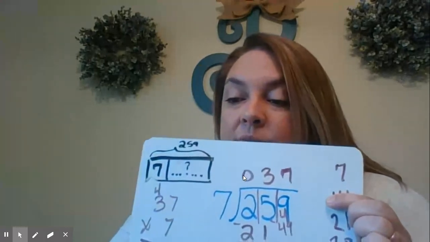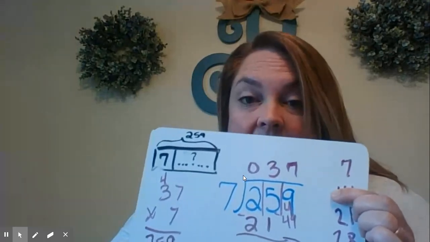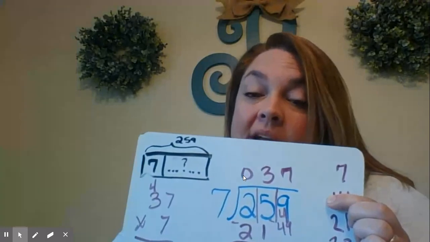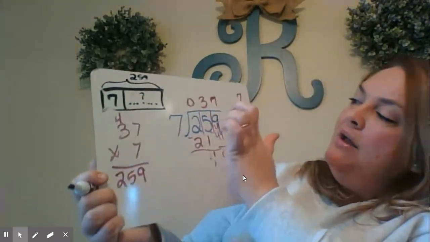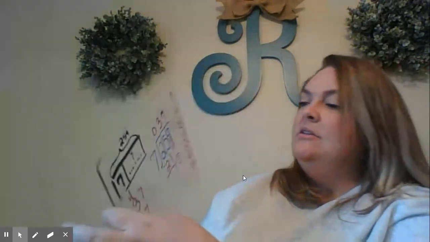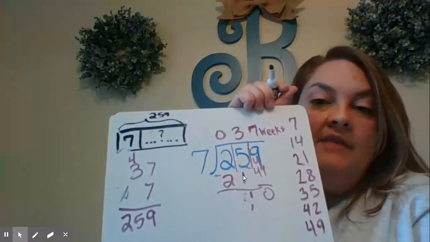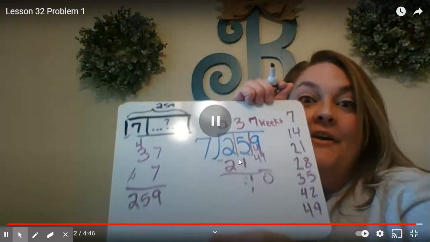So the question was, we all know there are 7 days in a week. How many weeks are in 259 days? So if it starts with words, it needs to end in words. So I go back to that question again. How many weeks are in 259 days? Well, 37 weeks. I'm going to put my weeks up there. Make sure my words end it. And there I have it. It's a one-step division problem with 7 as my divisor.